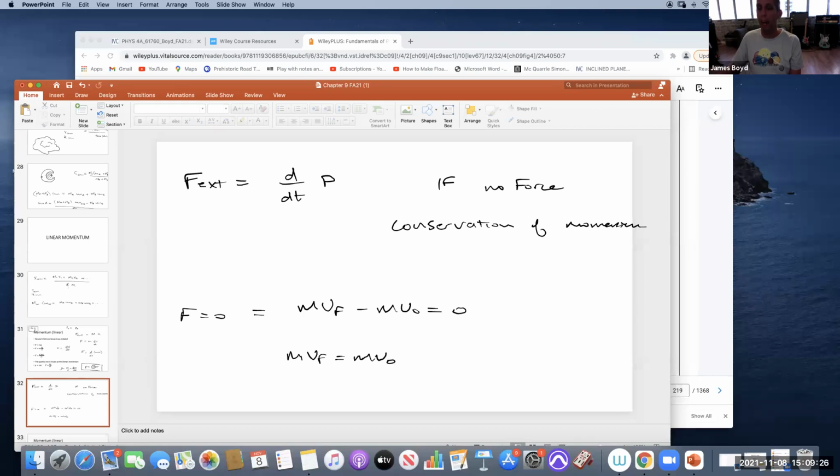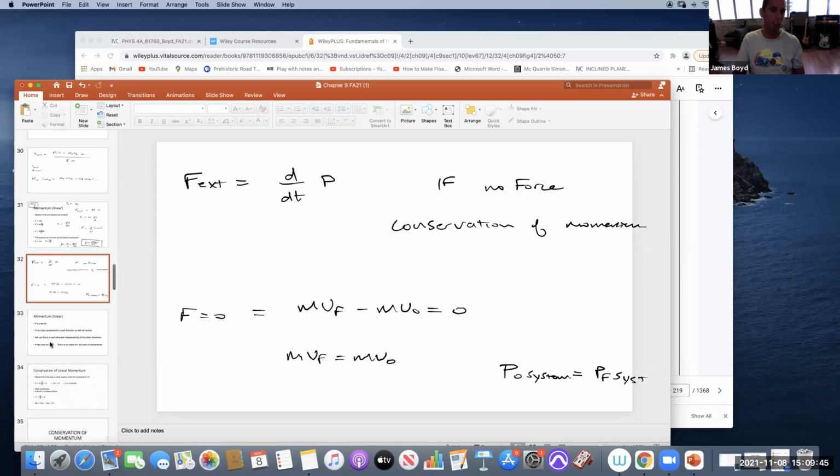However, this is a bad way to write it. You really want to think P initial of the system is equal to P final of the system. Because the momentum can still change, it just has to change in such a way that the total change is 0. And we'll talk about examples of that.